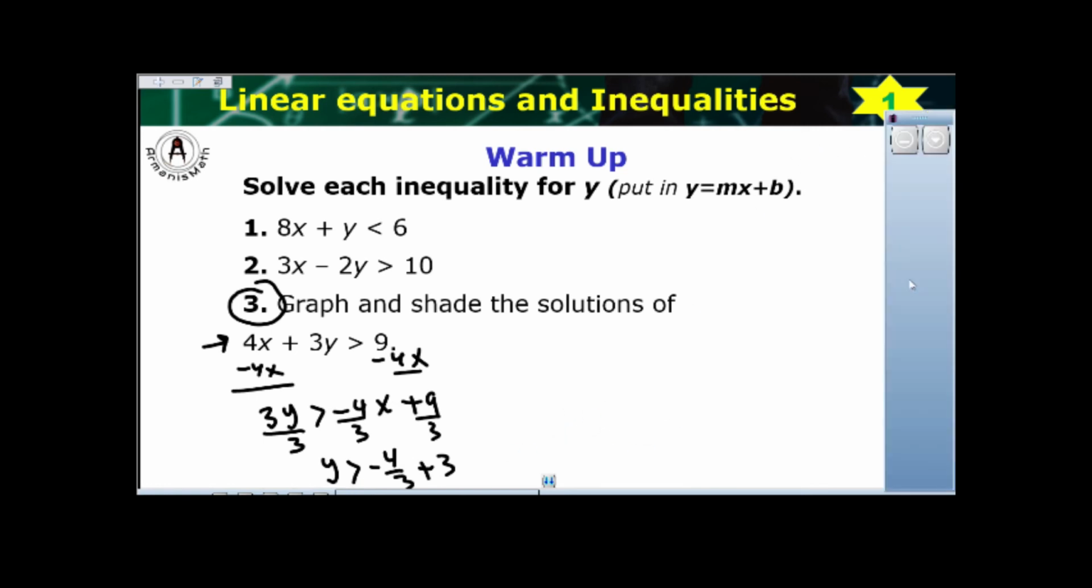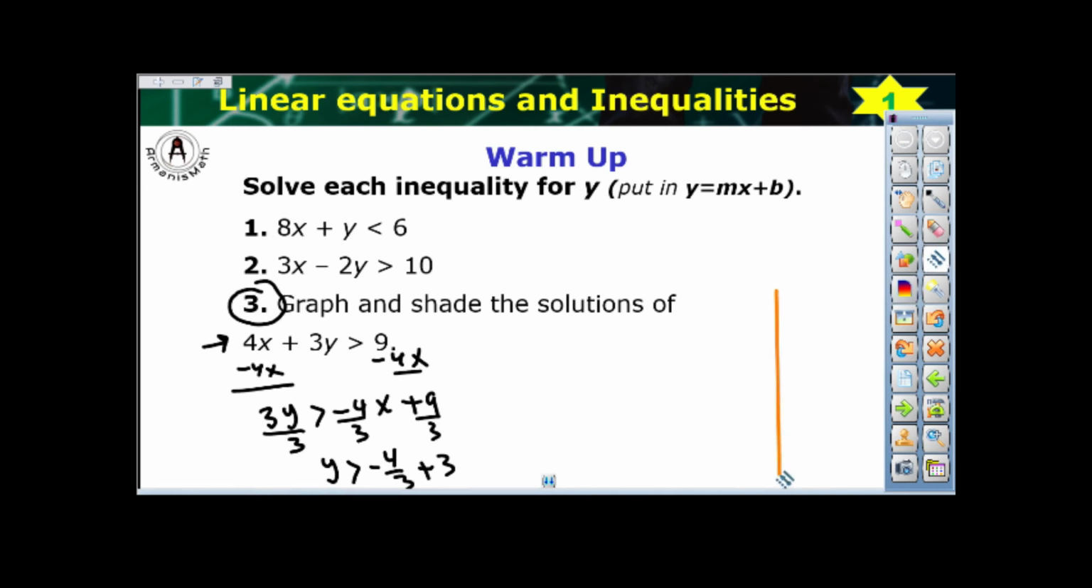Okay, so I'm going to go here, and then I'm going to start graphing. Here is 1, 2, and 3. That's my first point, and then from there I'm going to go down 4: 1, 2, 3, and 4, and then go to the right 3: 1, 2, 3. I'm approximating here obviously because I'm not using a grid. Let me use this color here. All right, so that's going to be my inequality.